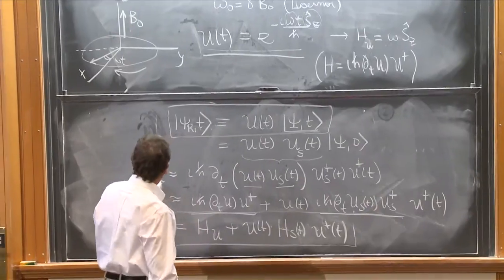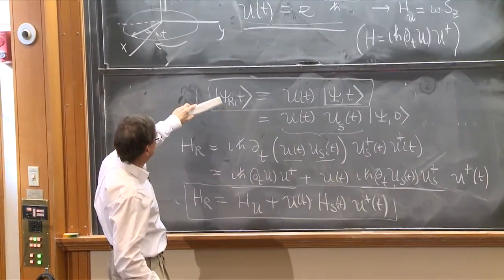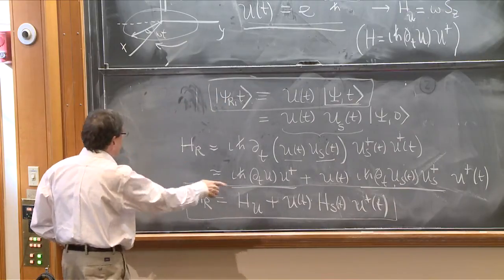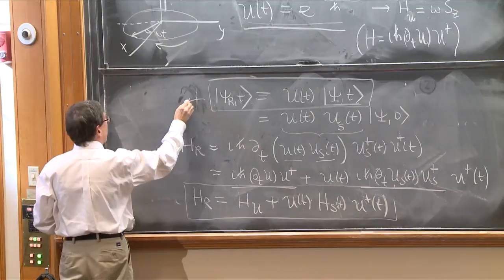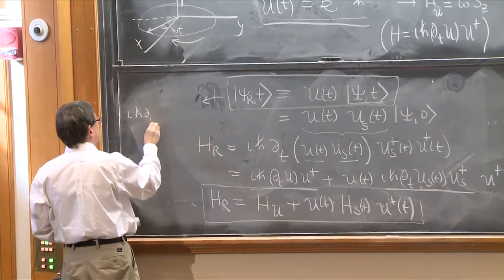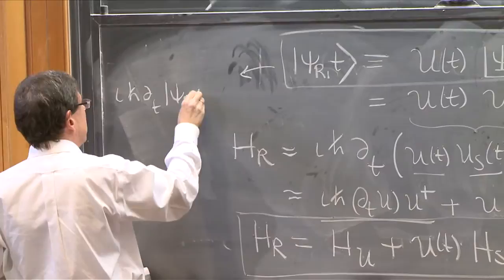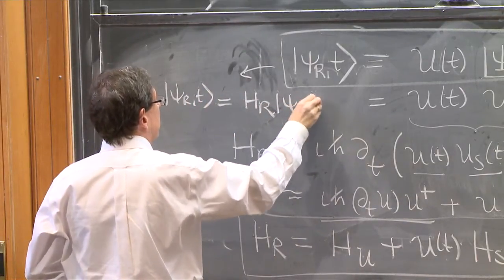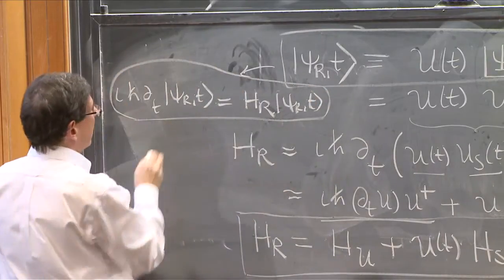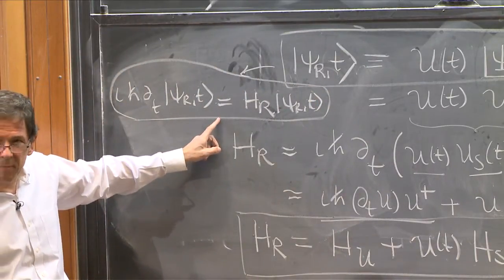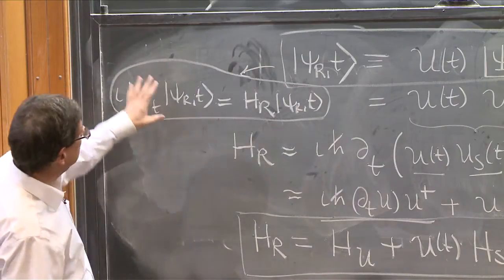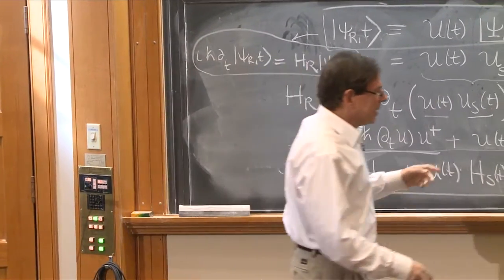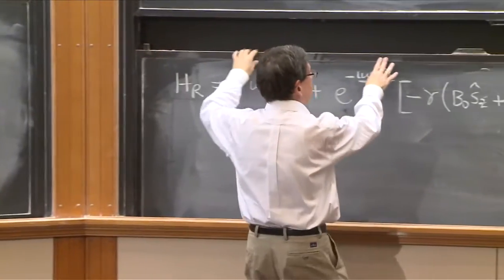Here, H_R is the Hamiltonian associated to the Schrödinger equation here. So the claim behind this calculation is that if you calculated iħ d/dt of psi_R of t, you would find H_R psi_R of t. That's the calculation I think we did last time, in which we just calculated these derivatives and you find this answer. Okay, so let's continue here and see what happens.